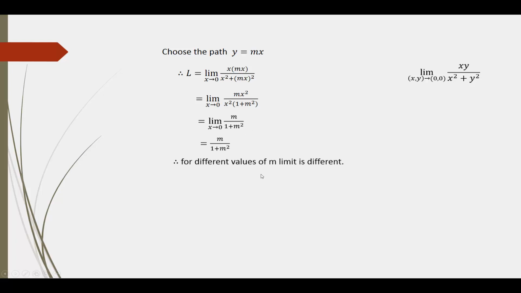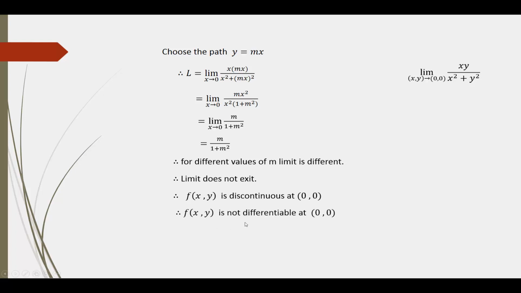Now for different values of m, this value is different, means the limit is different along different paths, so the limit does not exist. The limit does not exist means the function f of x, y is discontinuous at the point (0, 0), and since the function is discontinuous, the function f of x, y is not differentiable at (0, 0). This is the solution of the given example.